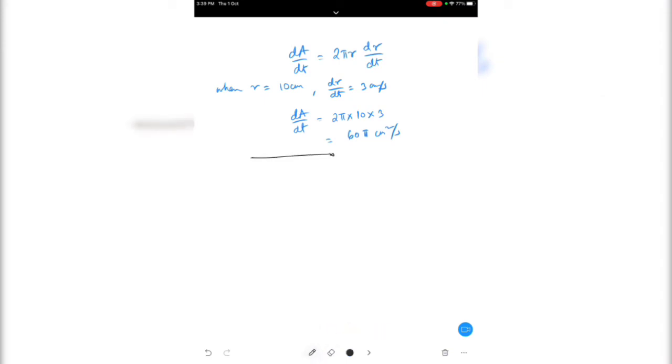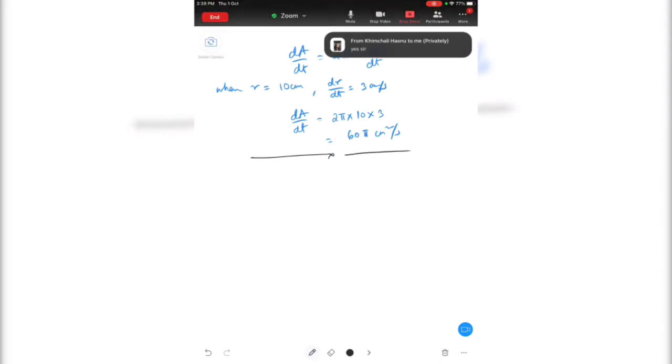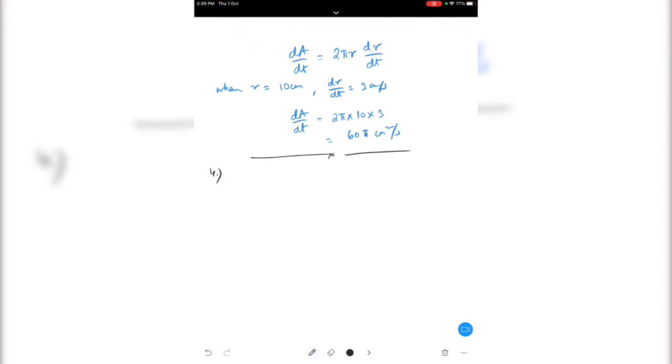Understood? Yes, sir. So let's do question number 4. Now I will be trying to do each and every question because this concept is new for you guys. So that's why I will do each and every question, but there will be times when I will skip. So let's do question number 4, but I will ask again and again.